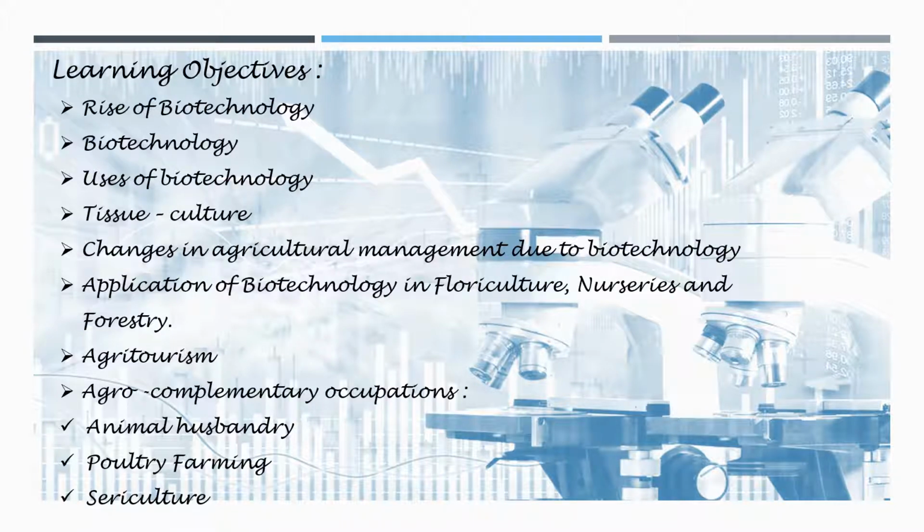Students, before beginning with the module, let us see what the learning objectives are. In this module, you will be learning about the rise of biotechnology, what biotechnology is, and the uses of biotechnology. Then you will understand tissue culture and the changes in agricultural management due to biotechnology, and also the applications of biotechnology in floriculture, nurseries, and forestry. Then you will also understand agri-tourism and agro-complementary occupations such as animal husbandry, poultry farming, and sericulture.